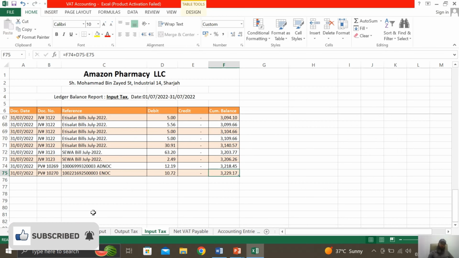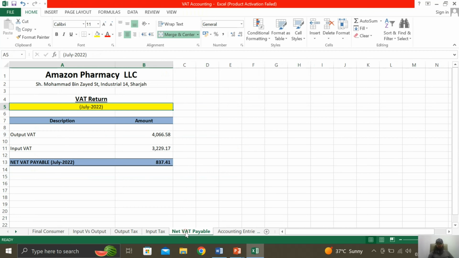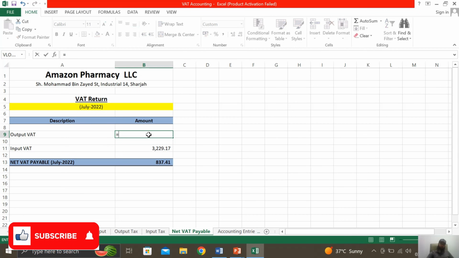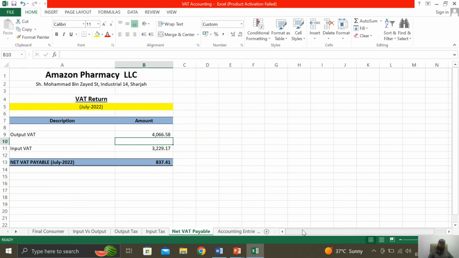Here, as you can see, we have the input ledger and the output GL, both available. This is the calculation of net VAT. First we go to the output VAT. We will see here how much it is coming, 4066, for the month of July. If we are filing the VAT return, this is the output VAT for the month of July.